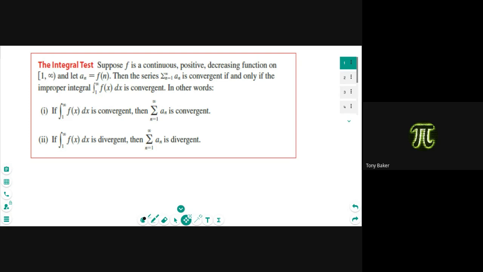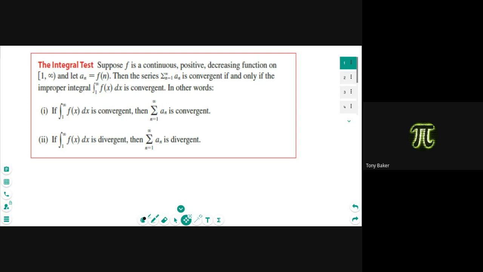The one big thing that you don't want to do is this: the integral test is not going to tell you the sum of a series. Okay, because the integral is adding a bunch of extra stuff in there that we don't want. So the integral test is not going to give me the actual value of a series, but it will tell me if it's convergent or divergent.